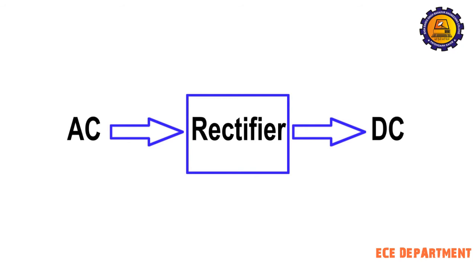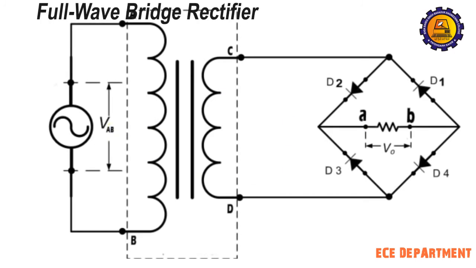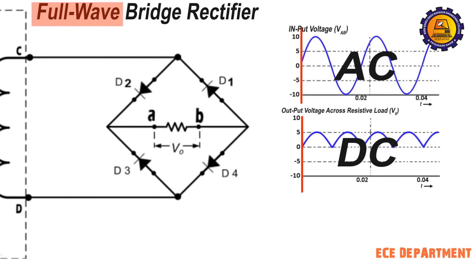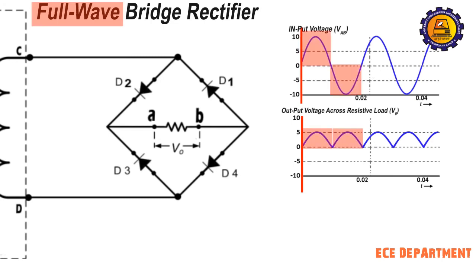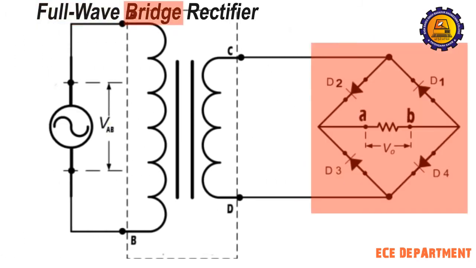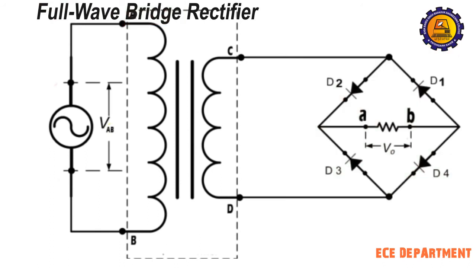One type of rectifier is known as full wave bridge rectifier. Here, full wave means the rectification, that is, conversion of AC to DC happens in both positive and negative cycle. And the circuit used for this purpose is similar to Wheatstone bridge. That's why this configuration of rectifier is known as full wave bridge rectifier.